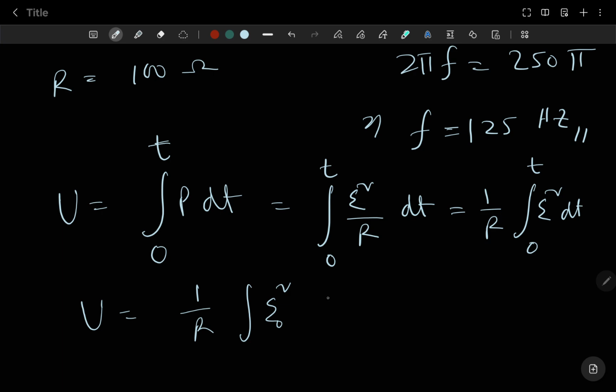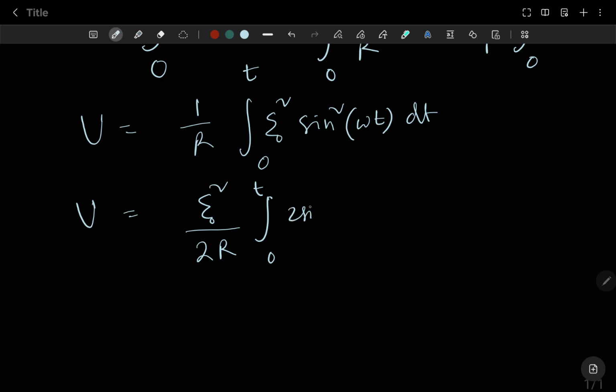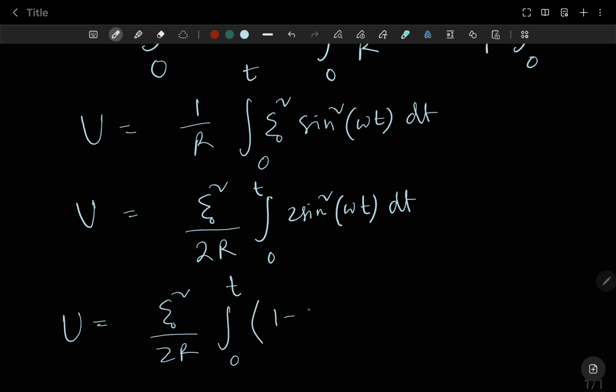So it will be epsilon 0 square sine square omega t dt, from 0 to t. So epsilon 0 square will be taken out. Now put 2R: as I have multiplied the denominator by 2, we have to multiply the numerator by 2 as well. So we will have one minus cos 2 omega t dt.